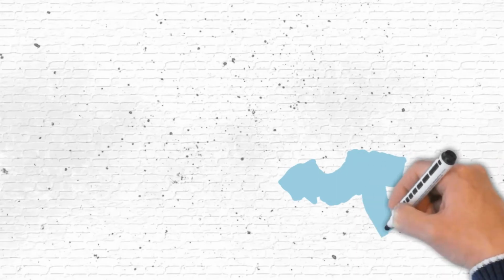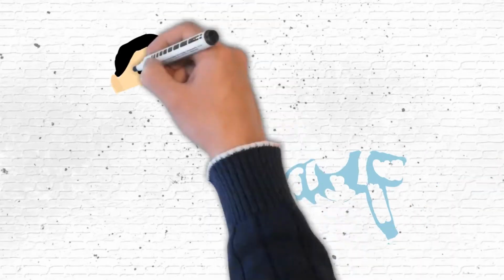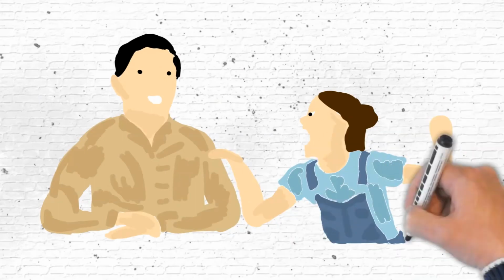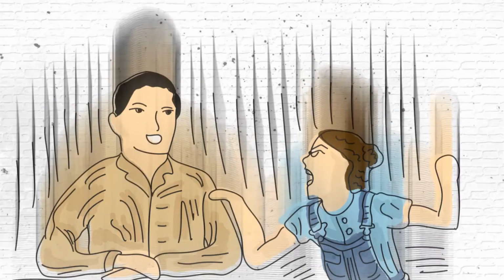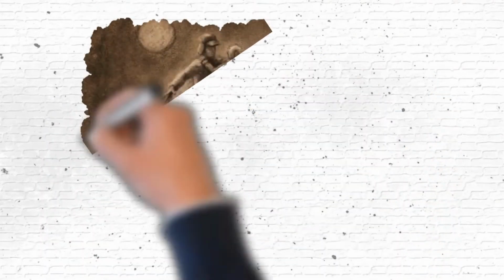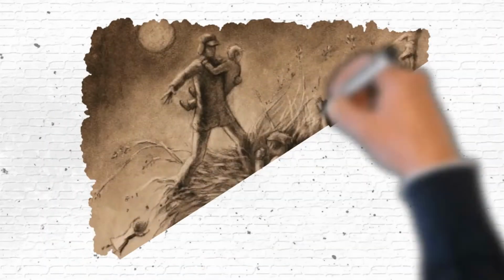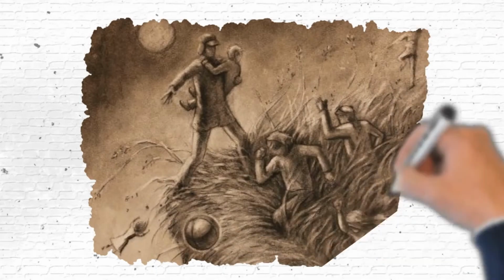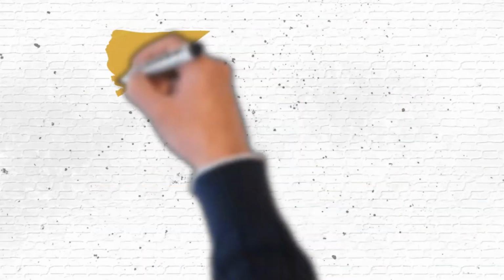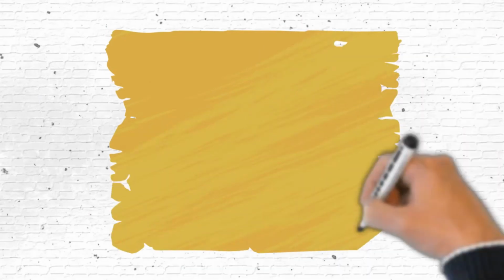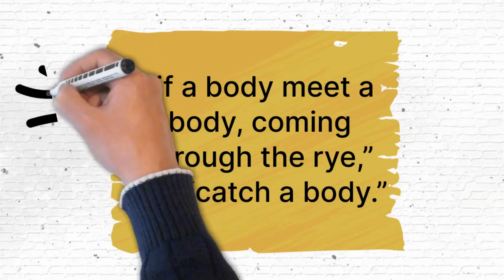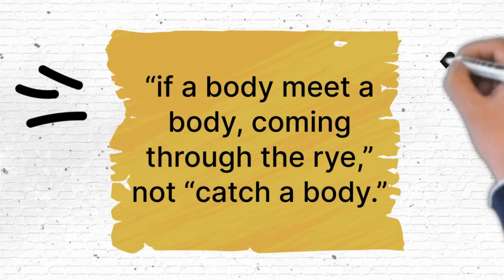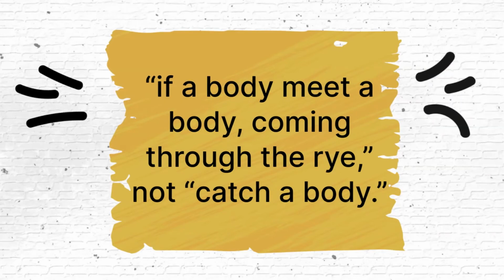He is forced to admit to Phoebe that he was kicked out of school. This makes her mad at him. When he tries to explain why he hates school, Phoebe counters by saying that he does not like anything. He tells her his fantasy of being the catcher in the rye, a person who catches little children as they are about to fall off a cliff. Phoebe tells him that he has misremembered the poem that he took the image from. Robert Burns' poem says that if a body meets a body coming through the rye, not catch a body.